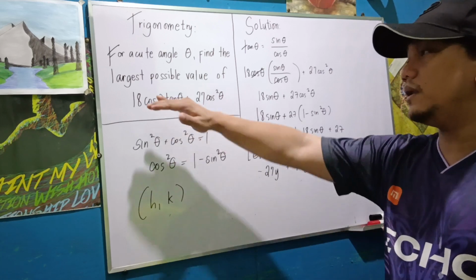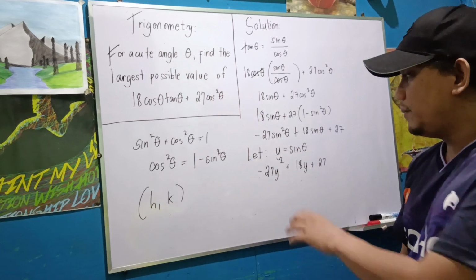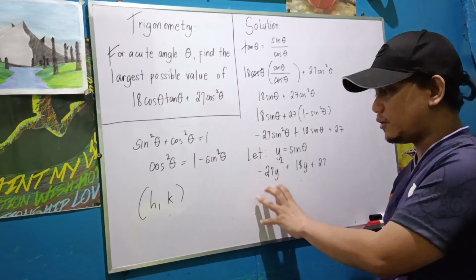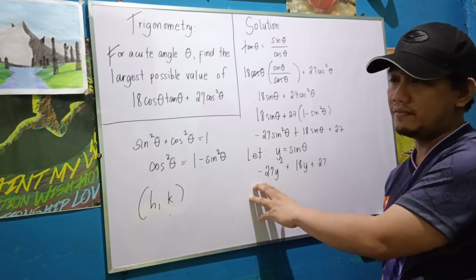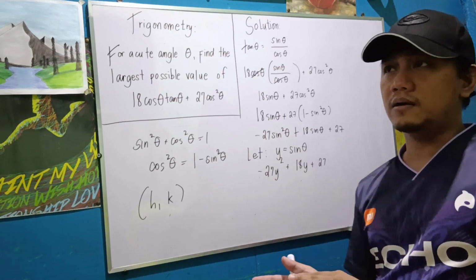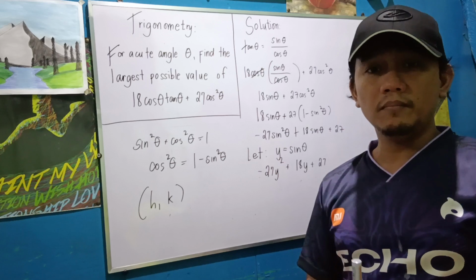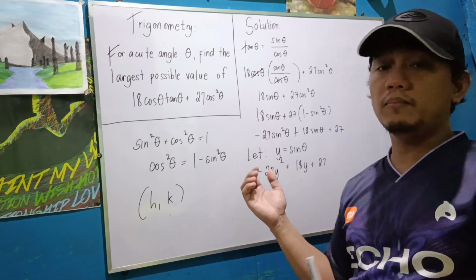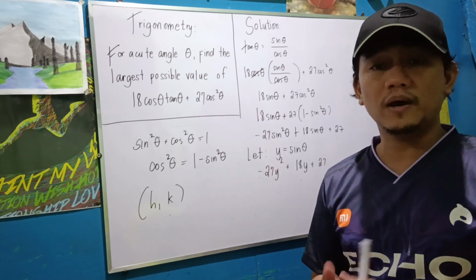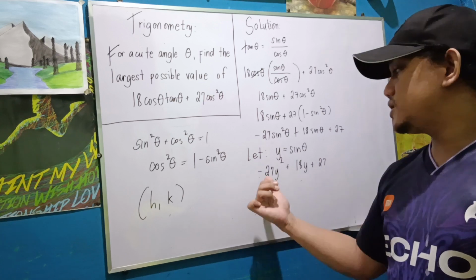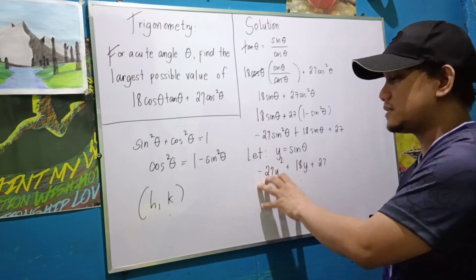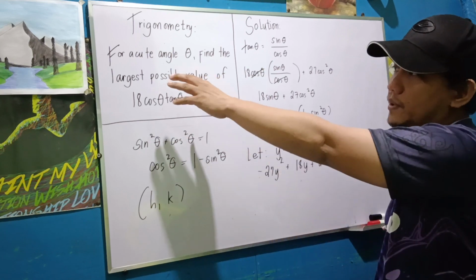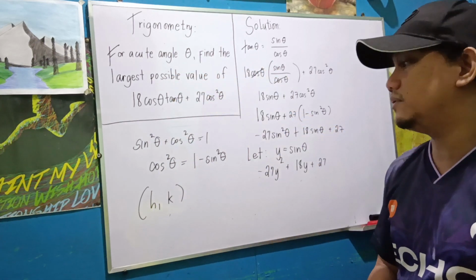Sir IJ, how come it became the largest possible? Because it is negative 27. The coefficient of the quadratic term is negative. That means that if we are considering the quadratic form, negative means that the parabola opens downward. That's why you have a maximum value. If this is positive, that means that you have a minimum value. So that's why the problem asks for the largest possible value.